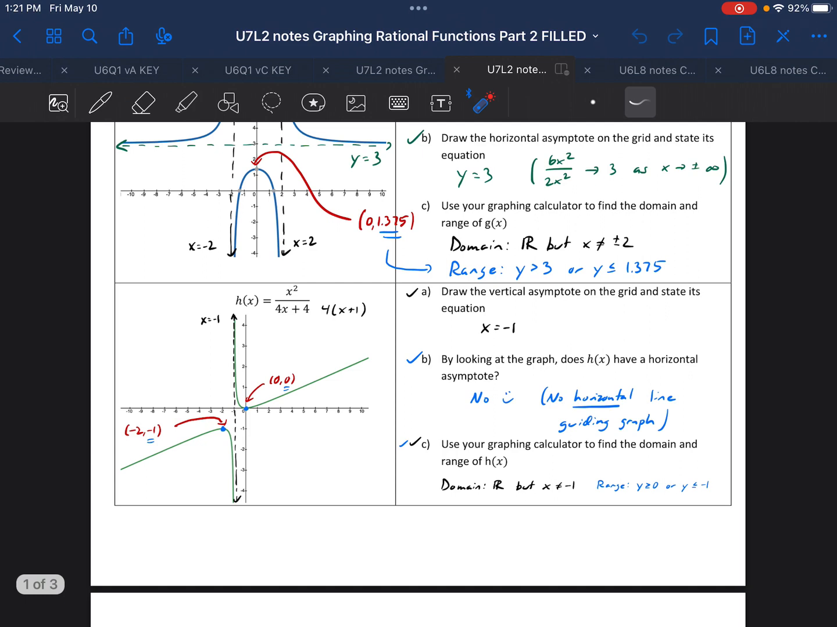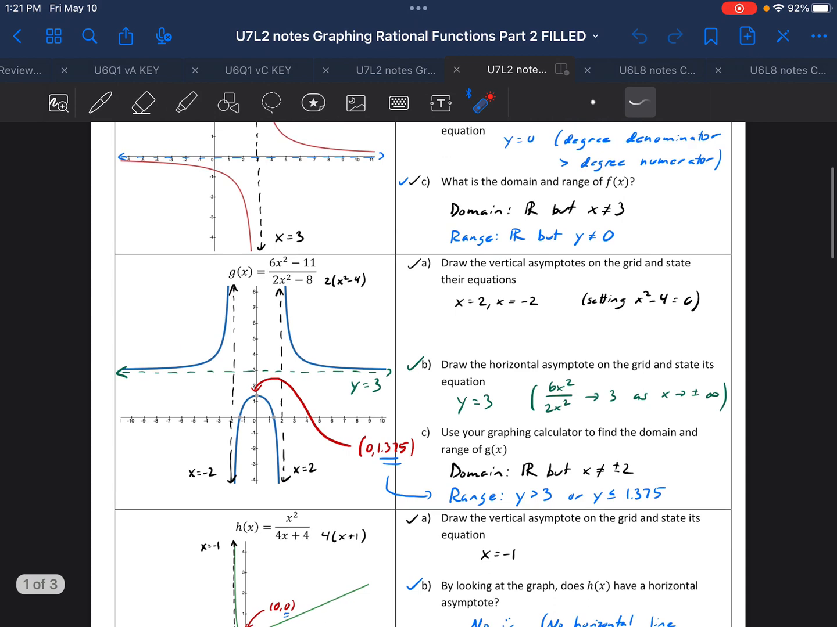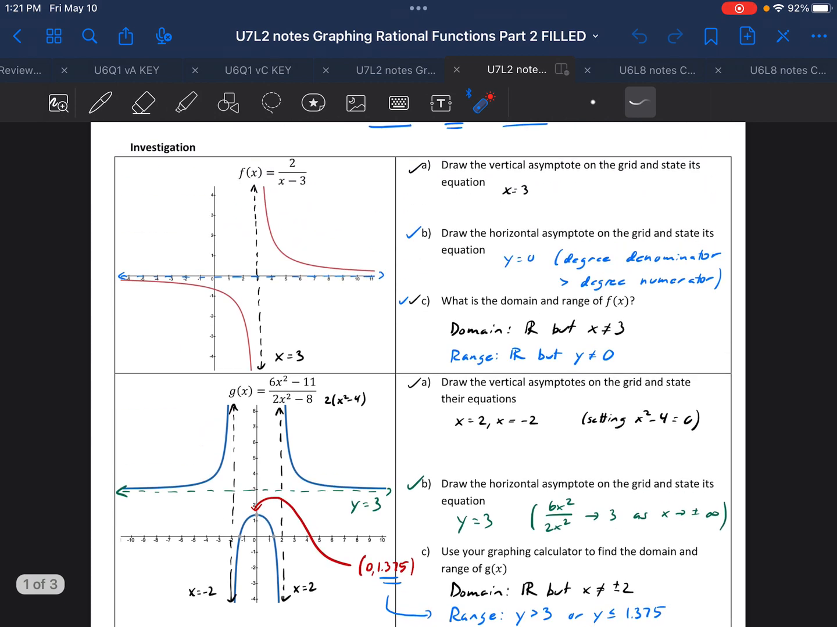Last one. We have 4x plus 4 in the denominator. If we factor that, we get 4 times x plus 1. Negative 1 makes the denominator 0. There is our vertical asymptote. So those are the three cases in this example where we have a vertical asymptote on the graph.